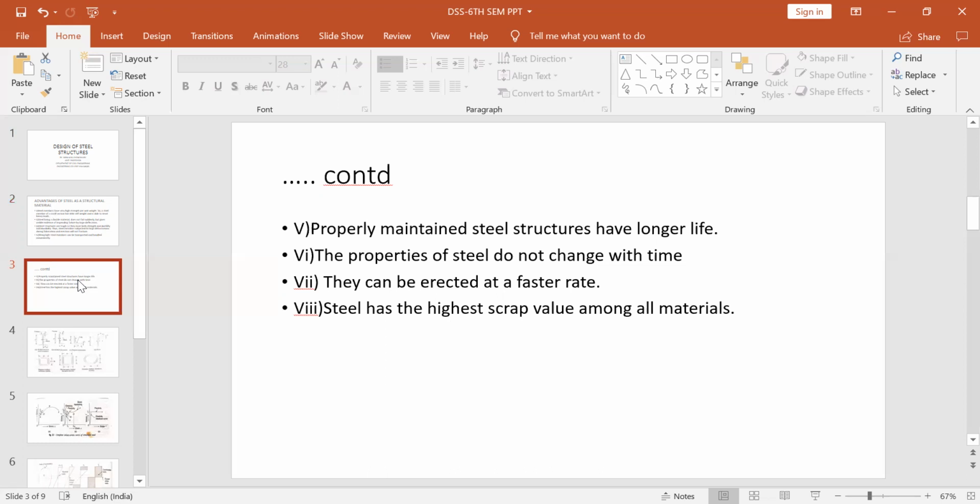Also, steel has the highest scrap value among all materials. Scrap value means if the steel is wasted or not in use, it can be resold. The reselling value of steel as a material is much higher. Okay.